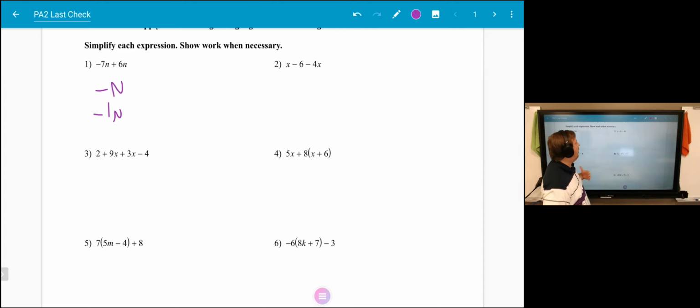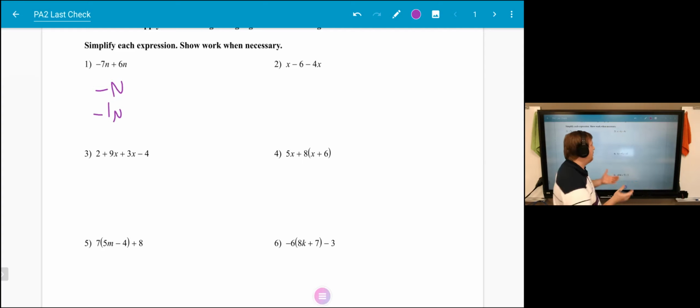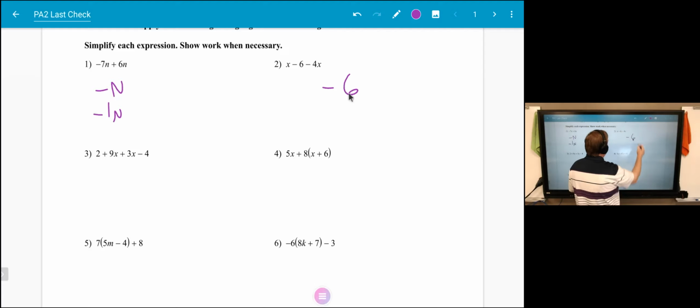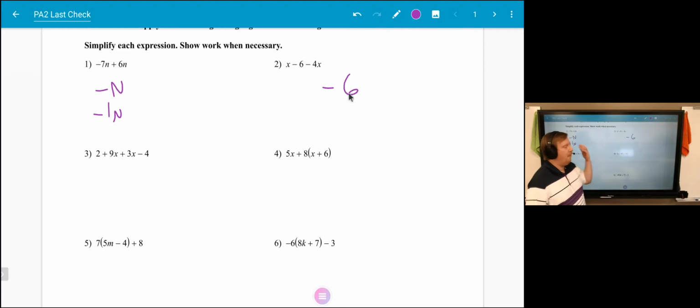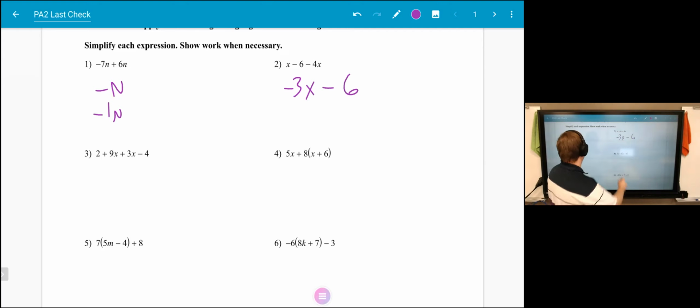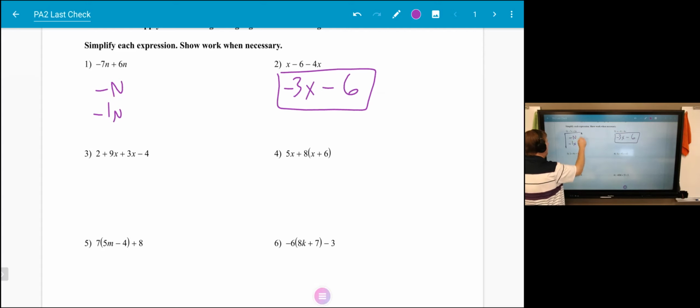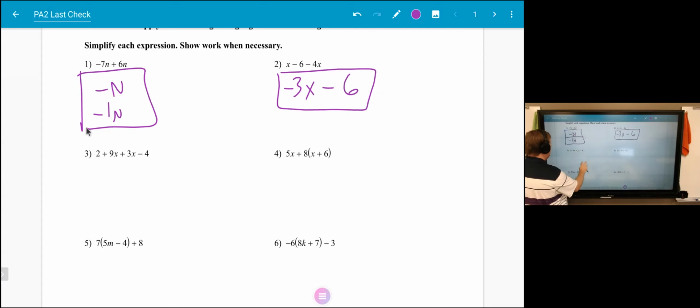Number 2, I've got x minus 6 minus 4x. Well, I got two different things going on. I cannot combine terms with variables to terms without variables. So this negative 6 is just going to hang out here. I've got a positive 1x, a negative 4x. That leaves me with negative 3x. Negative 3x minus 6, that is as good as I can do right there. Again, I'll throw this one as an either or.